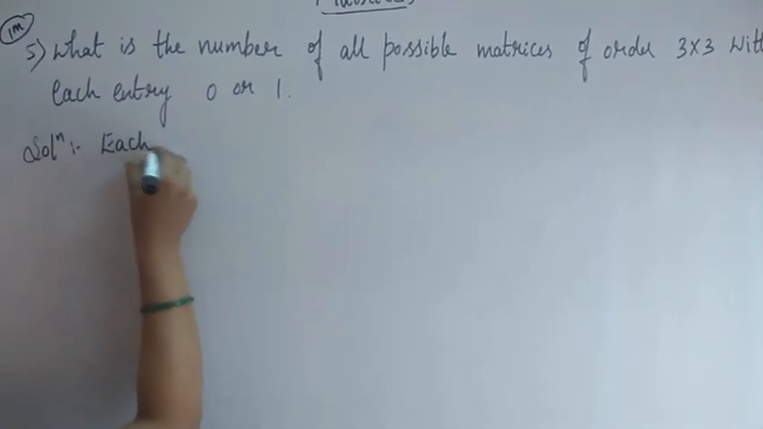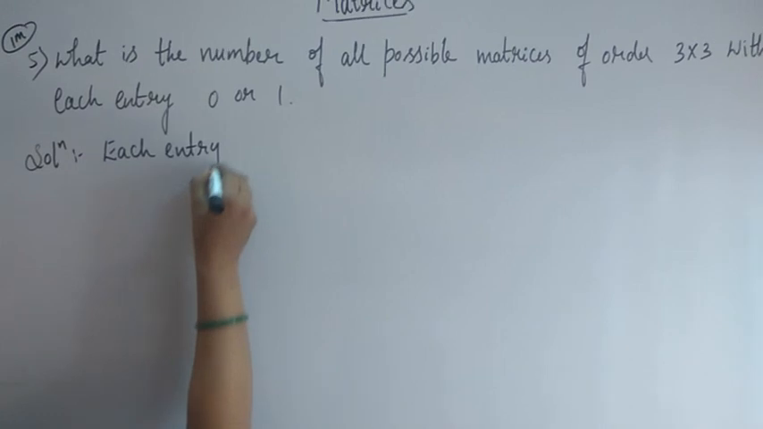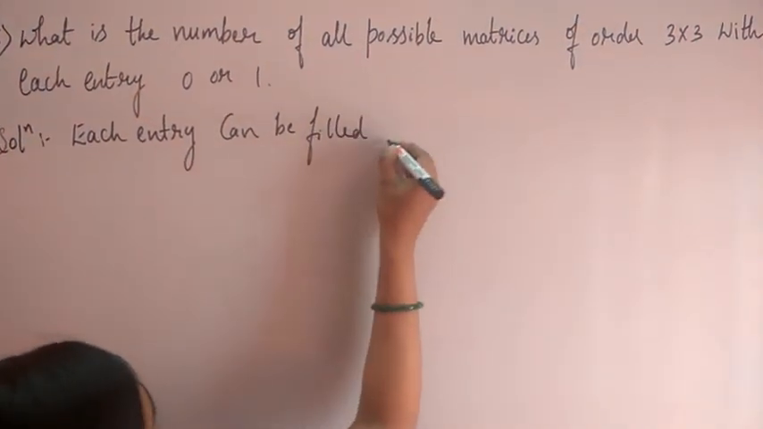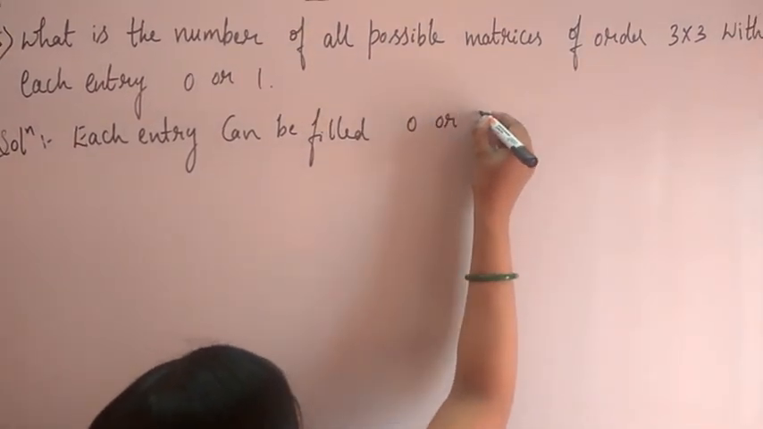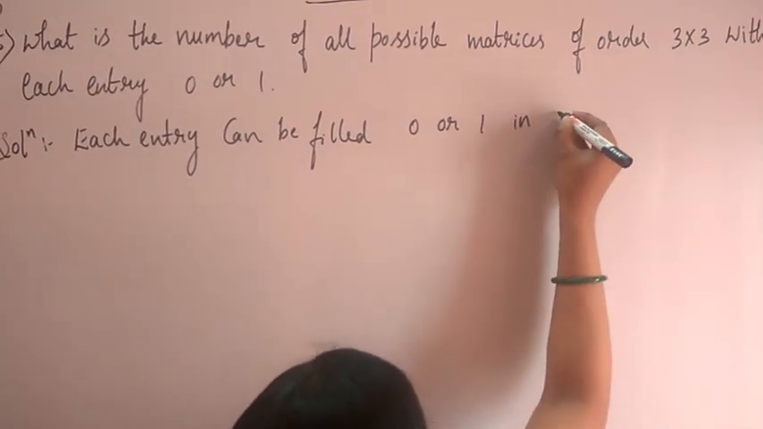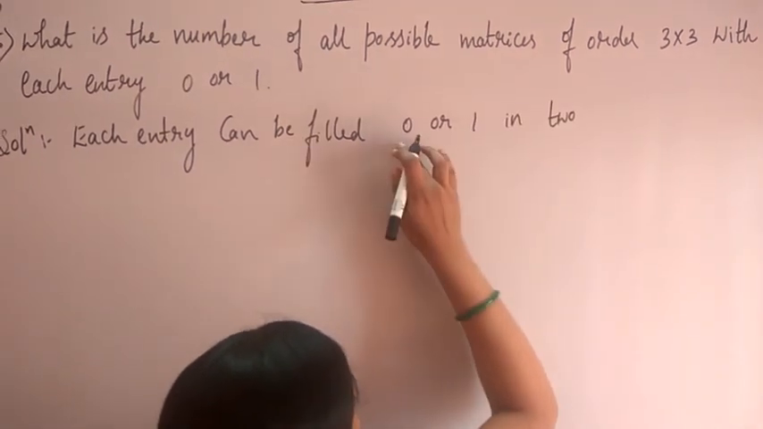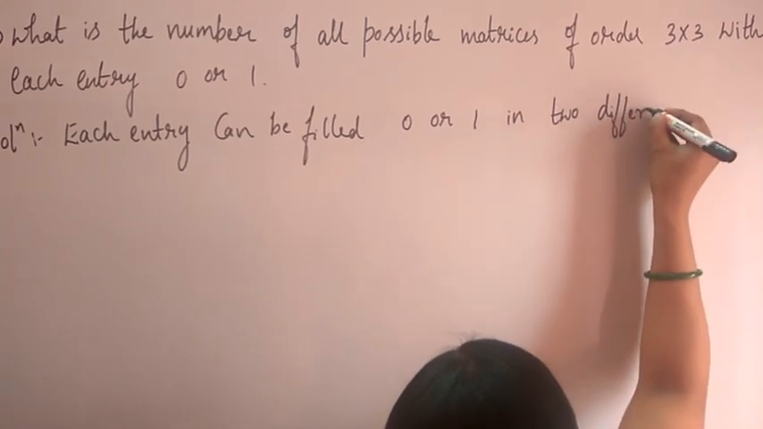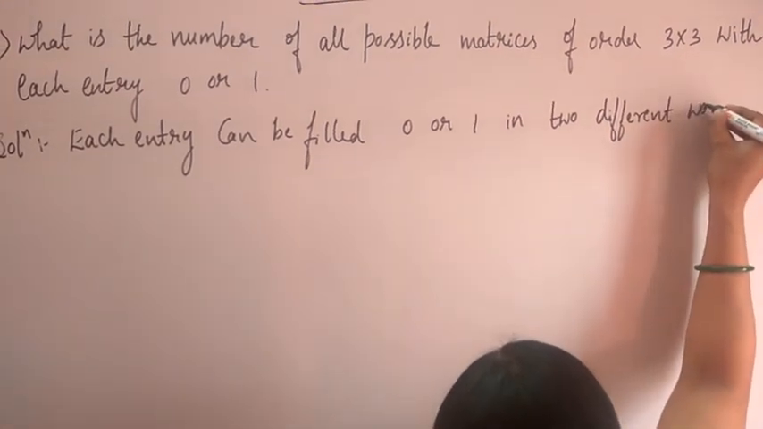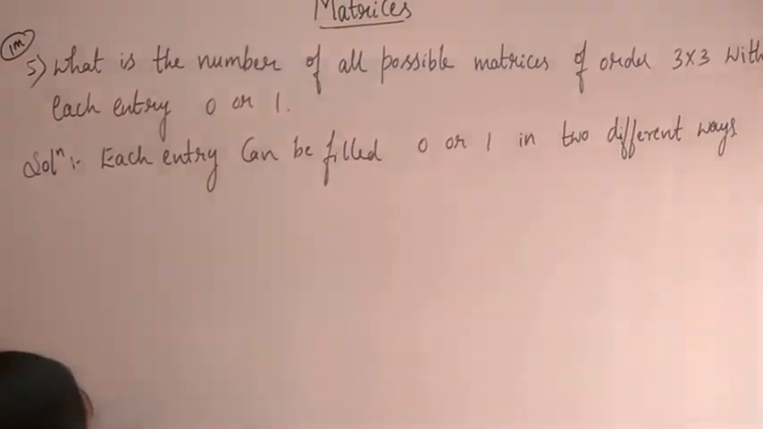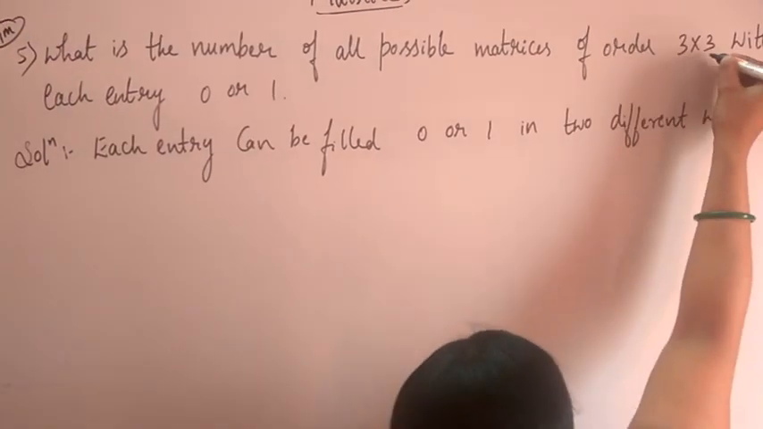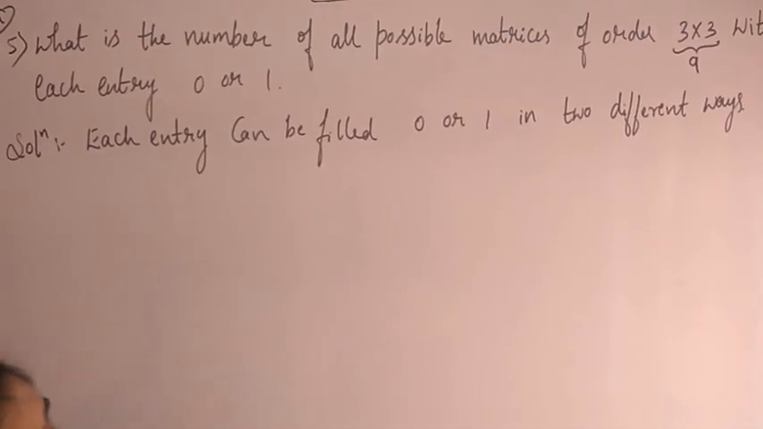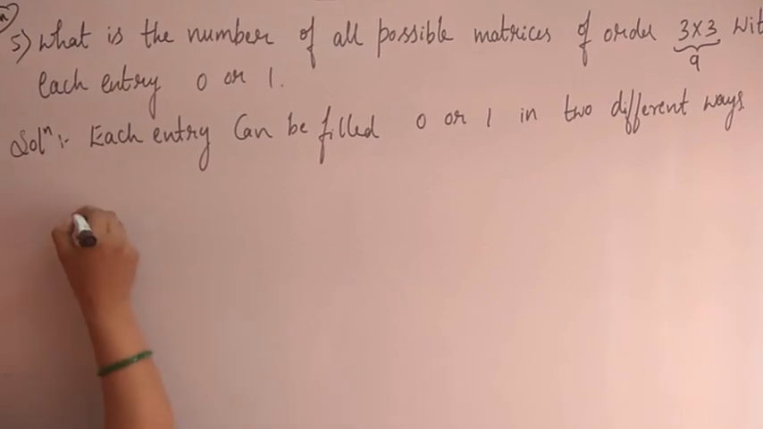Each entry can be filled by 0 or 1 in two different ways, right? Either we can use 0 or 1, in two different ways. So here the required matrices are of order 3 cross 3. 3 cross 3 means how many elements? 9 elements. That means each matrix should contain 9 elements.